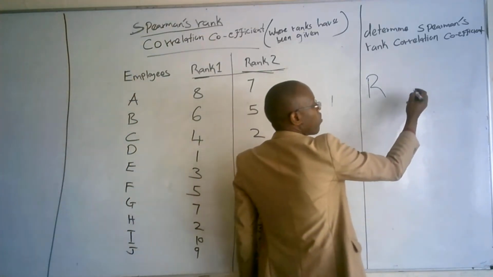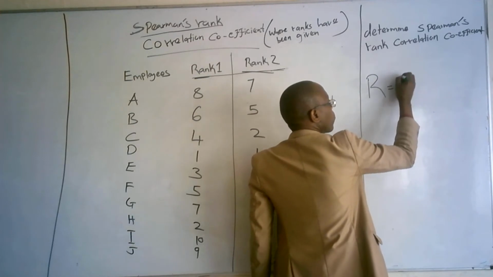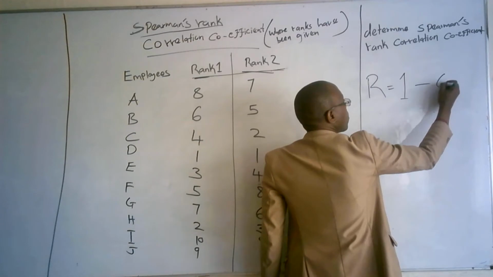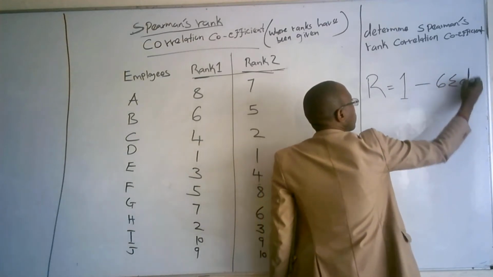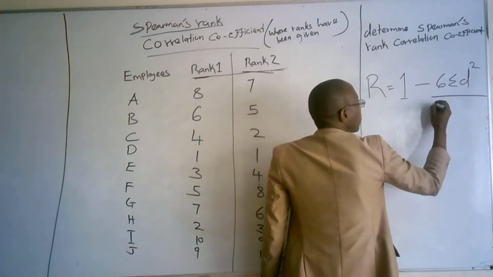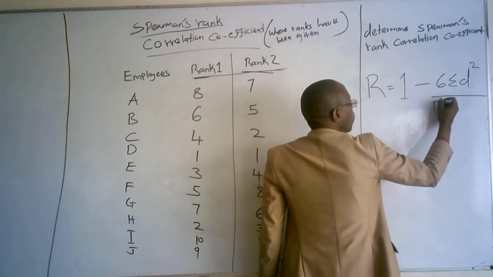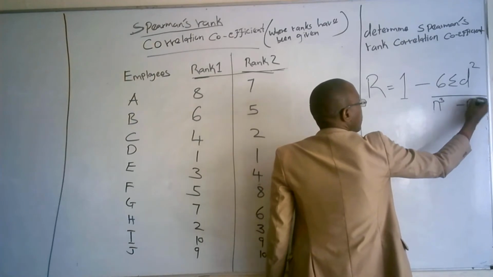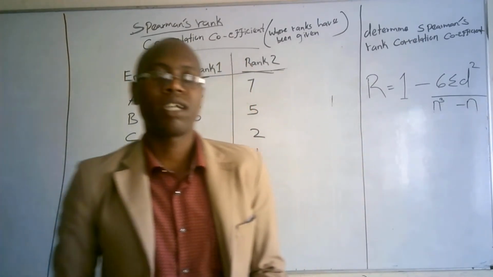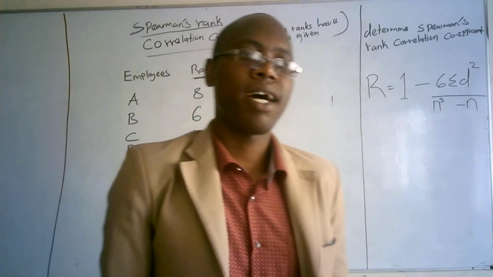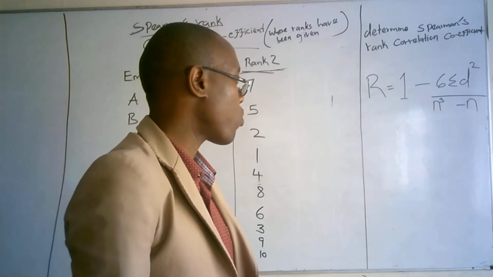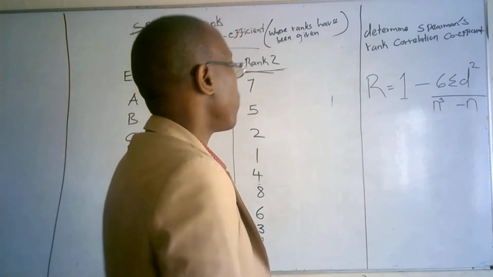So the formula is as follows. Spearman's rank correlation coefficient R equals 1 minus 6 summation d squared over n cubed minus n. So you take 1 minus 6 summation d squared divided by n cubed minus n.